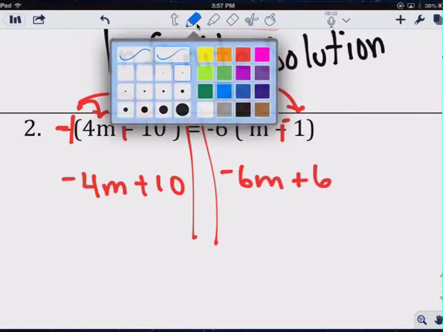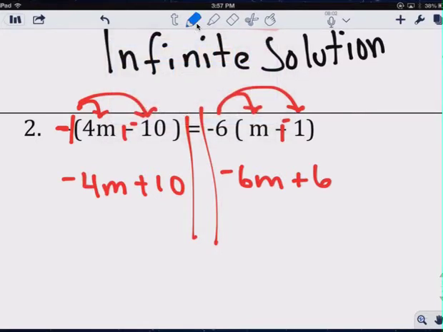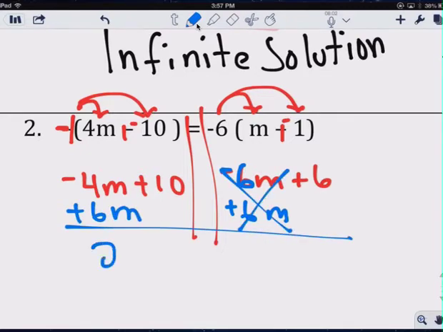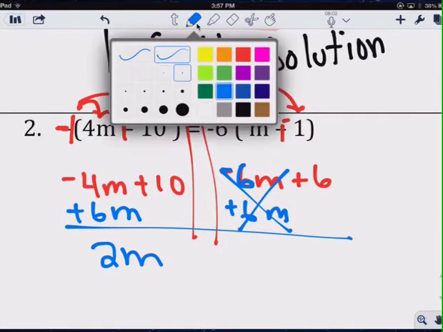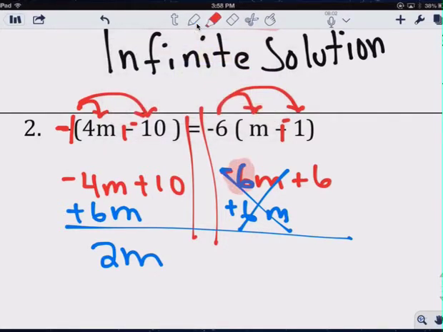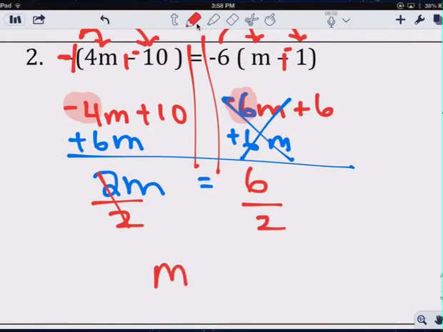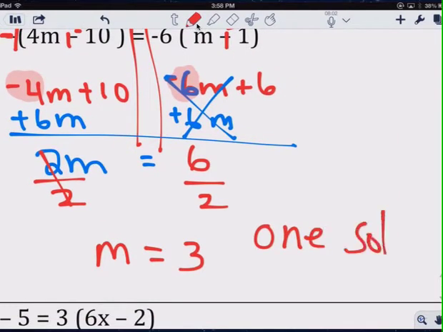Okay, get rid of the smallest. Negative 6 is smaller than negative 4, so I'm going to add 6m to both sides. 2m. Notice there's going to be one solution because the coefficients next to the variables are different. There's going to be only one solution where you have to solve 2m equals 6. Divide by 2, divide by 2. Now m is 3. This is one solution. It's called one solution. It's one answer.